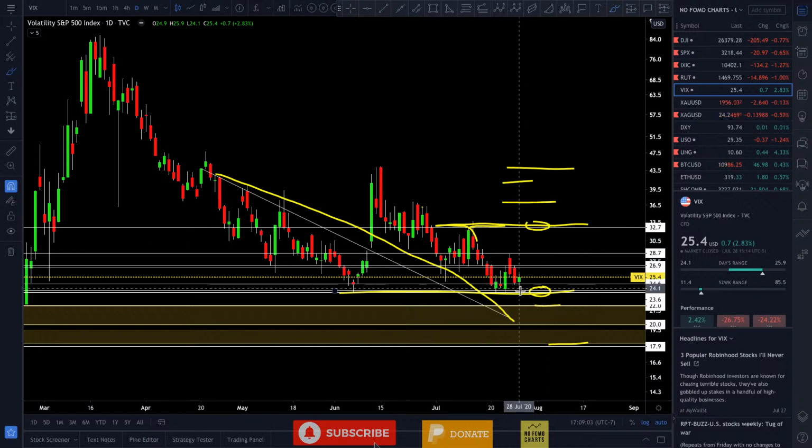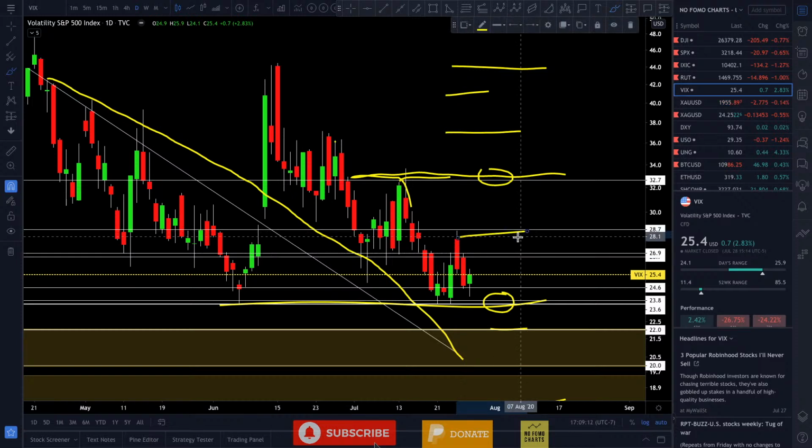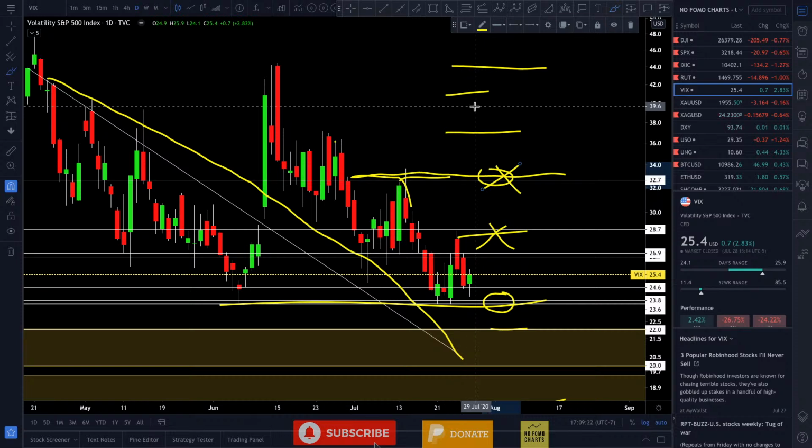But at the same time, if we have really bad earnings and the VIX goes up, where's the obvious target? There are two targets. This candle right here, so like $28, and then $32 up here. Two obvious levels marked with the X. X marks the spot. So we just have to watch out for that.